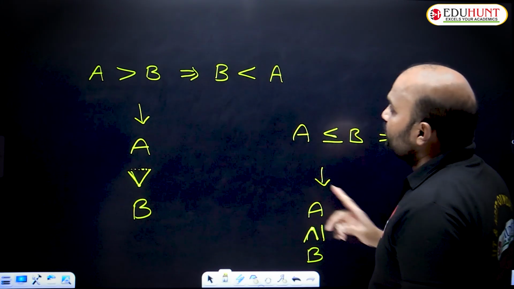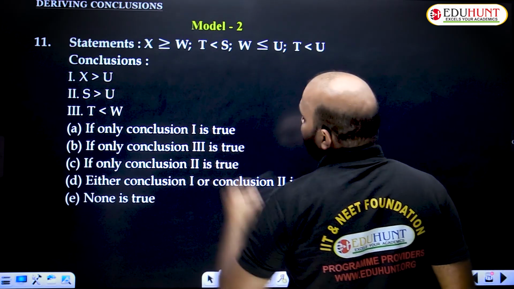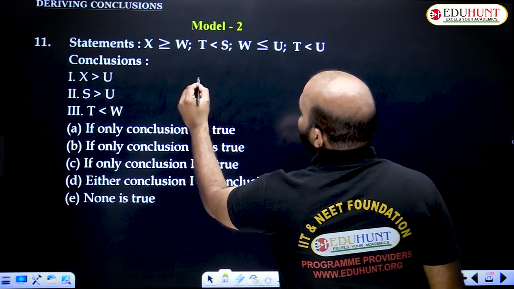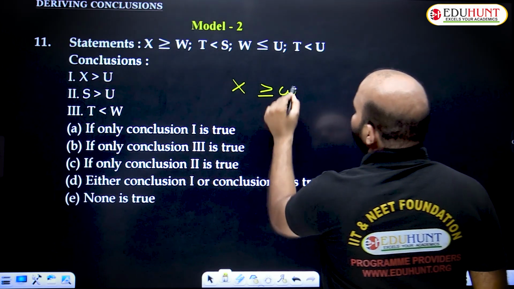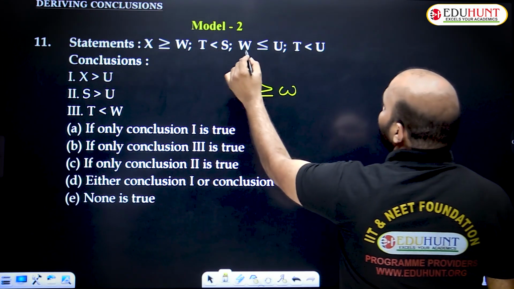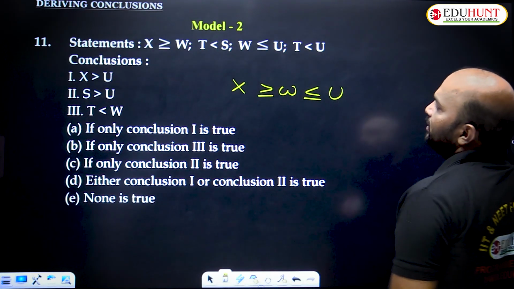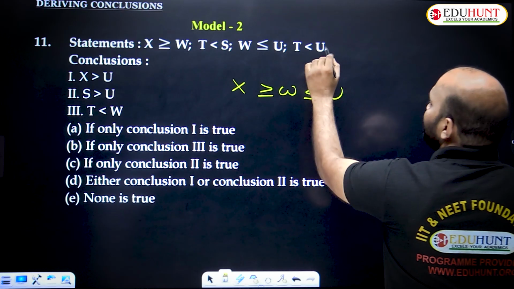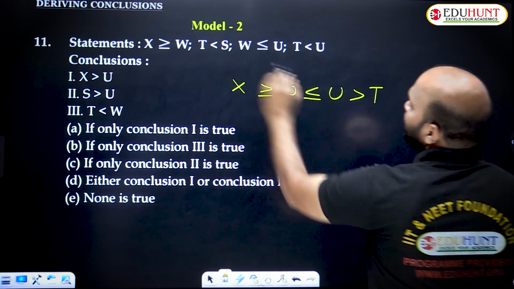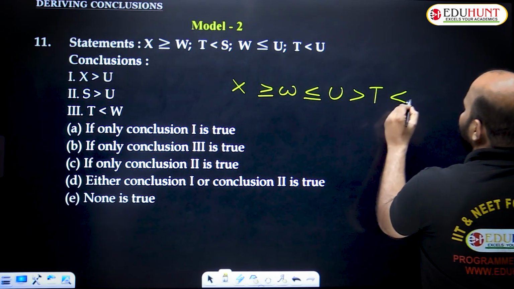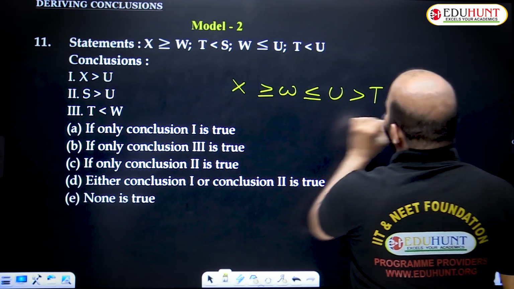In that question, 4 statements are given. By using the 4 statements, they will be converted into a single statement. What is the first statement? X is greater than or equal to W. Next link, W is less than or equal to U. Next, T is less than U; from U it can be written U is greater than T. Next, the T to S relation: T is less than S. By using the 4 statements, it can be converted into a single statement.